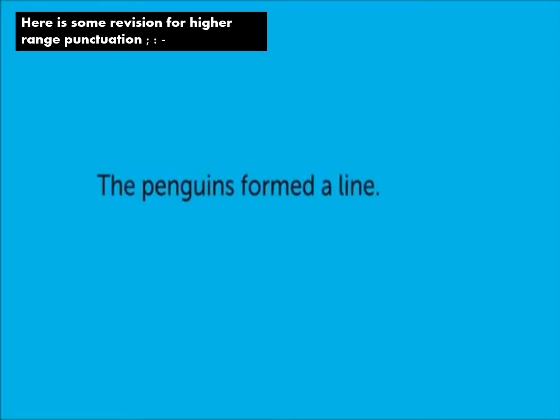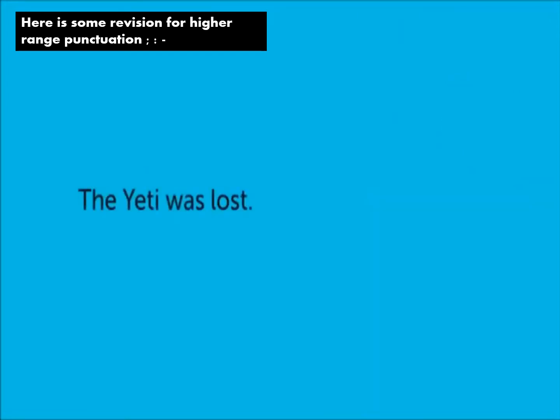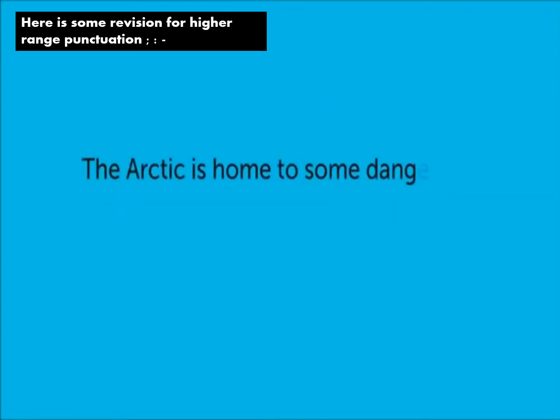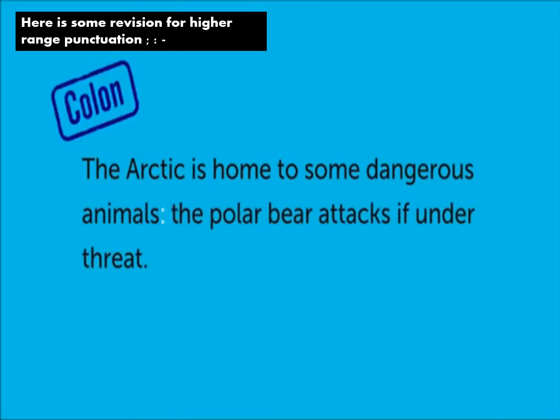The penguins formed a line. They all waddled to the sea. Let's join the sentences with a dash. The Yeti was lost. He called out for help. You can use a semicolon to link these sentences. The Arctic is home to some dangerous animals. The polar bear attacks if under threat. A colon can introduce the polar bear as it is an example of a dangerous animal.